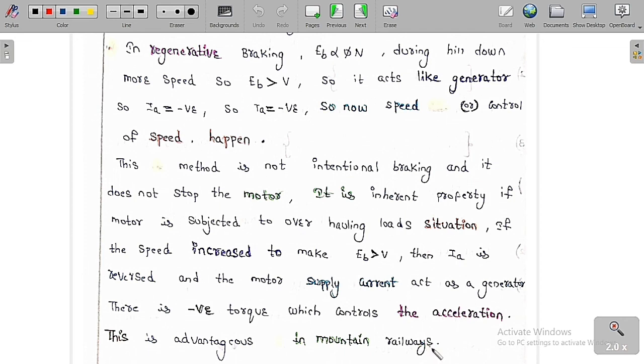What I am trying to say is very simple. In regenerative braking, I have already told you, EB is directly proportional to flux into speed. So during hill down, whenever the train is coming from up to bottom, the speed is very high, and you can get EB greater than V. Whenever EB is greater than V, the IA is going to flow from EB to V. So current IA is negative, so it is going to act like a generator. So torque is also negative. So now we are going to control the speed, because automatically control of speed is going to happen because negative torque is going to occur there.